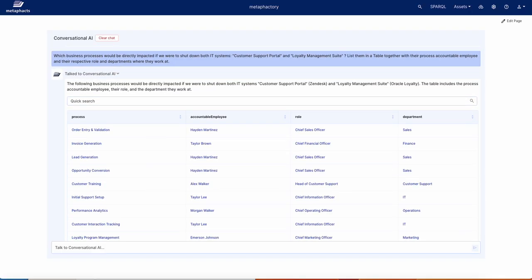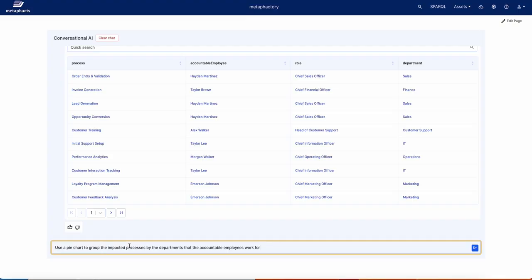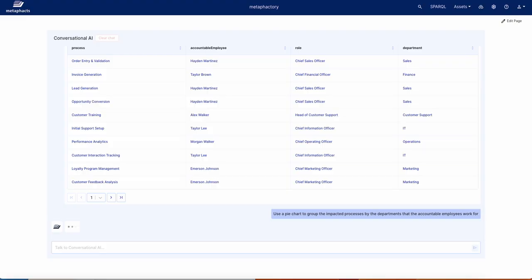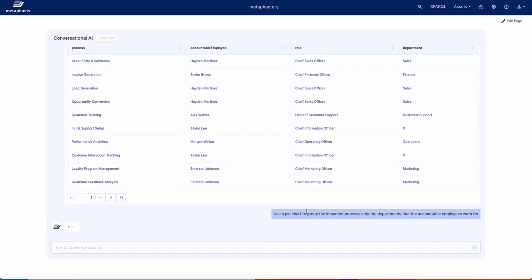Maybe now we just want to regroup this information in a little bit more visual-friendly way. Here we can maybe use a pie chart for these impacted processes, grouped by the departments that those accountable employees work for. Now we want to know, of all these impacted processes, which departments do these accountable employees work for the most? We want to have some clearer insights on this by utilizing one of our web components, in this case the pie chart. So this information will then be rendered accordingly.